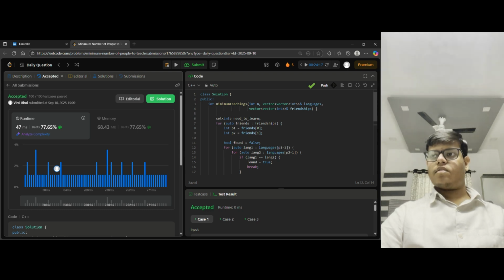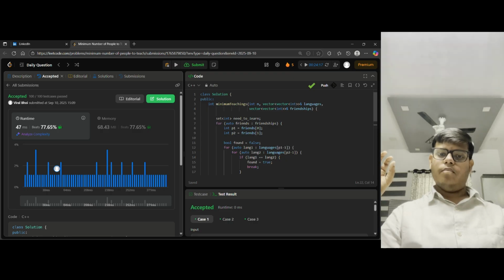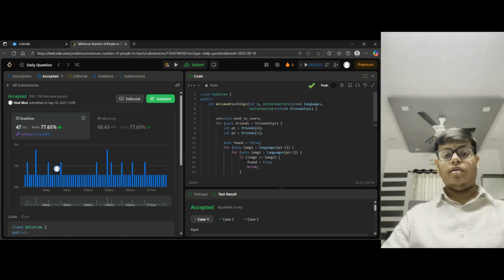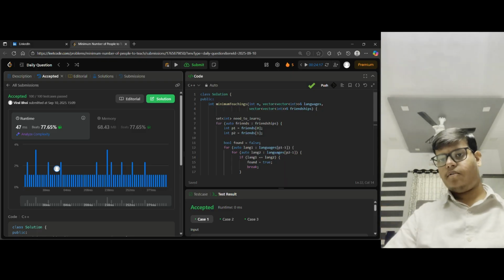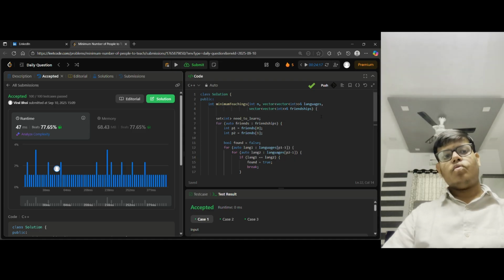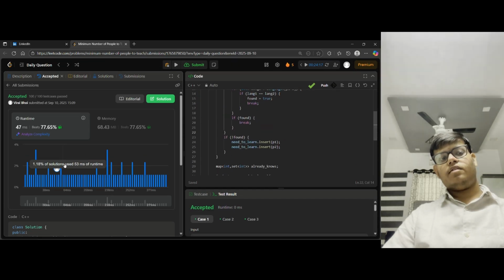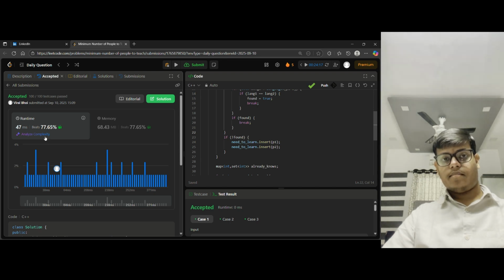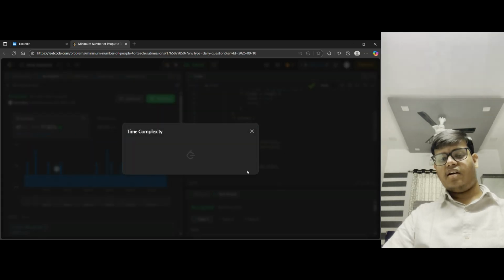So, the total number of friendships. In this case we are not having any mutual languages, so we have to pass all the data. We have to go through all languages and calculate for all. So in the worst case it should be going for n into m. I'm talking about space complexity. Let's check.